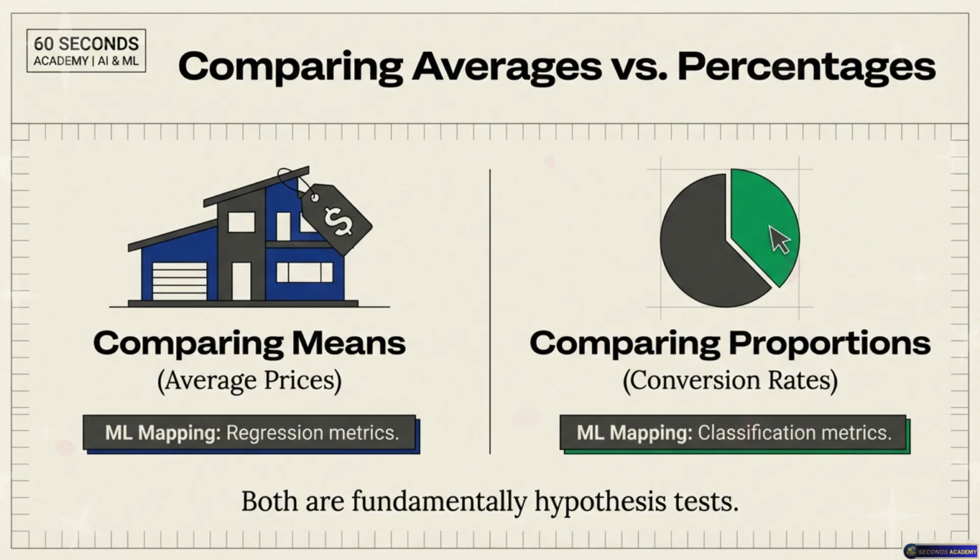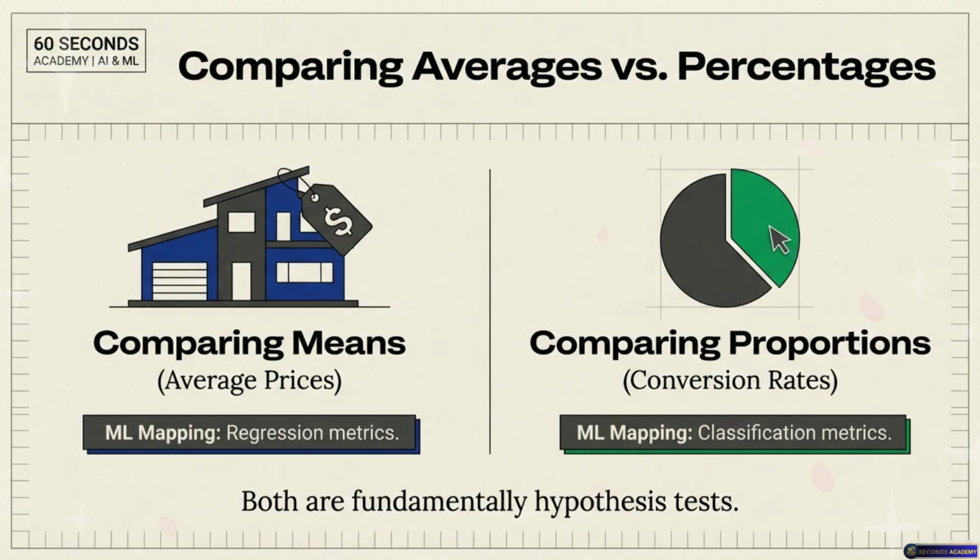But the nature of the data dictates the approach. For means, you might use something like a Student's t-test. For proportions, you might use a chi-square test or a z-test for proportions. And this mathematical division maps flawlessly to the very architecture of machine learning algorithms. If we connect this to the bigger picture of AI design, this distinction is the exact dividing line between the two main types of supervised machine learning: regression and classification.